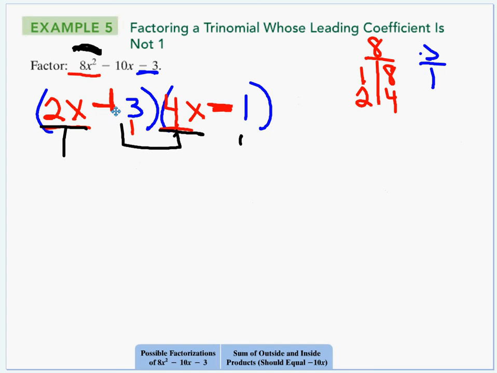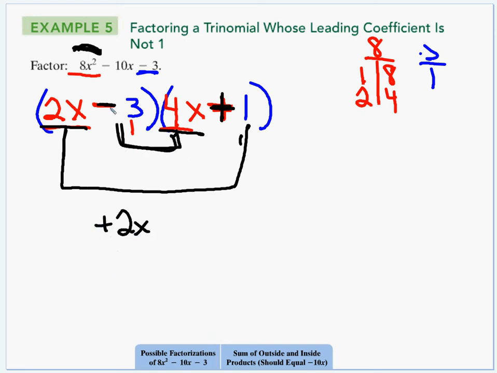You were probably yelling at your screen. That should be a +1 and a -2. Or excuse me, +1 and a -3. So now my outers, yeah, there it is. My outers are the positive 2x, and my inners, the -3 and the +4, that's my -12x. And if I add those up, we get the -10 in the middle.